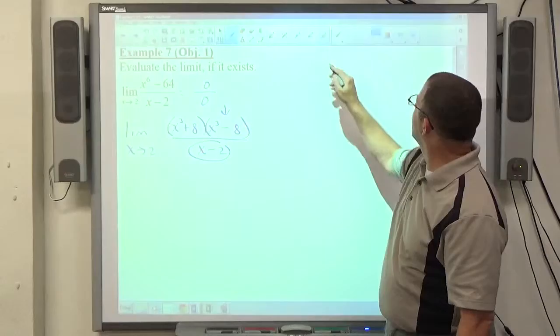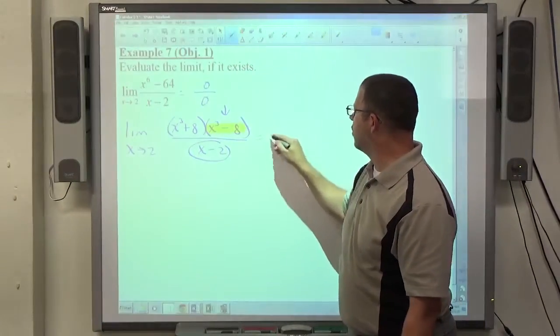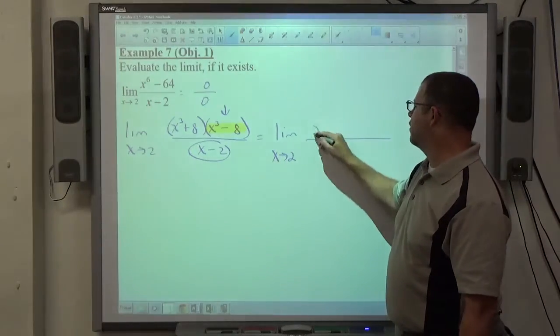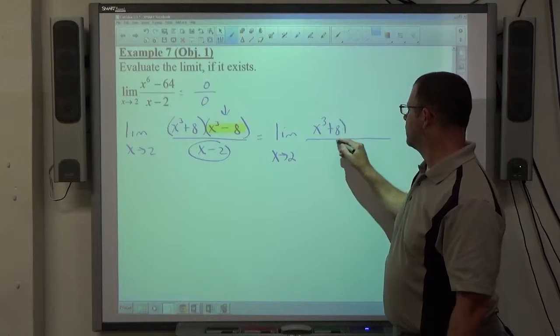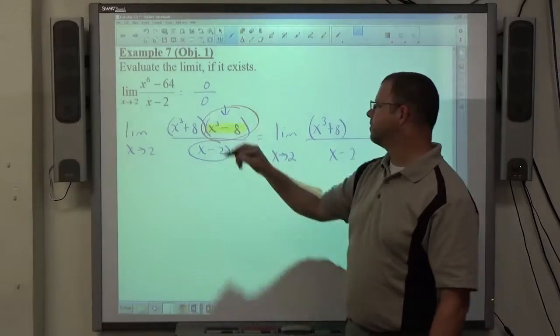So if we focus in on just the x cubed minus 8, everything else is going to stay the same. So limit as x approaches 2 of x cubed plus 8 over x minus 2. All that's staying the same. I'll do this part in red.